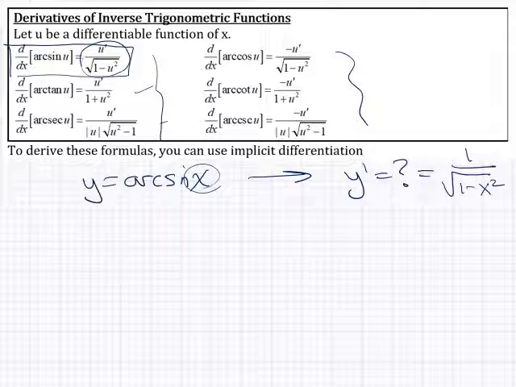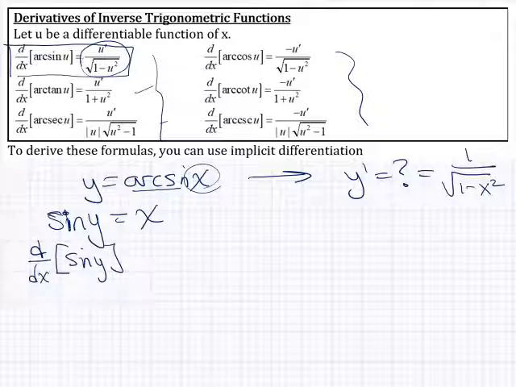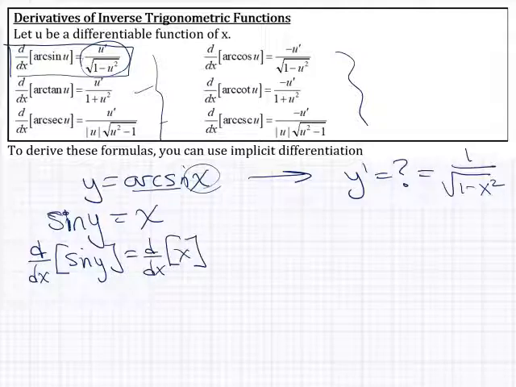Again, implicit differentiation. So first thing is you got to realize that this statement is the same thing as this statement. Okay? Get rid of the arc sine by taking the sine of both sides of the equation. The sine of y equals x is analogous to y equals the arc sine of x. All right, now that we have that, we're going to take the derivative with respect to x of both sides of this equation. The reason why we did this is because we know how to take the derivative of the sine function. We're going to use that to help us find what the derivative of the arc sine function is.